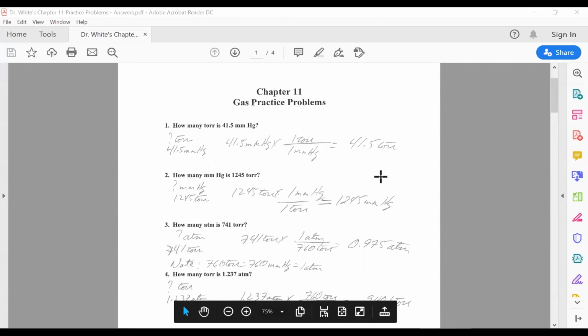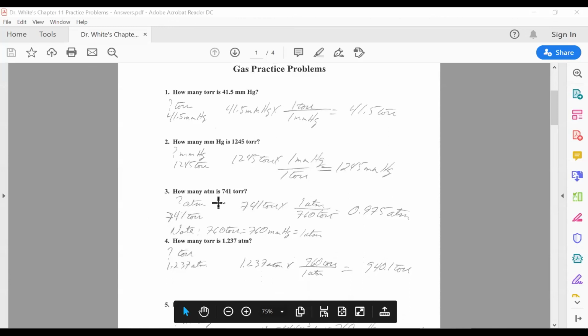But now, let's look at this. How many atmospheres is 741 torr? You're trying to find atmospheres. You're given torr. On important information, I got it right here. Note, 760 torr equals 760 millimeters of mercury equal 1 atmosphere. This is a definition. Therefore, 760 and 1 are exact numbers and do not play a role in determining significant figures.